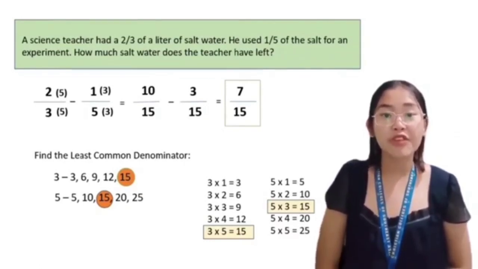Then, subtract 3/15 from 10/15 to get 7/15.